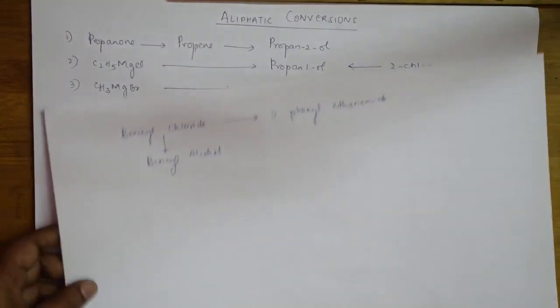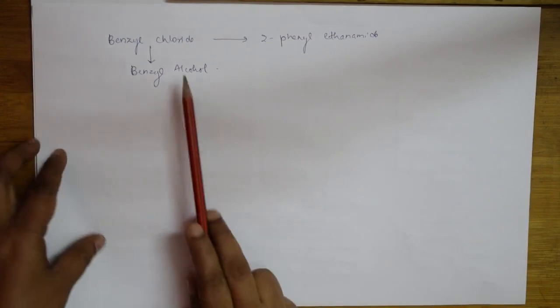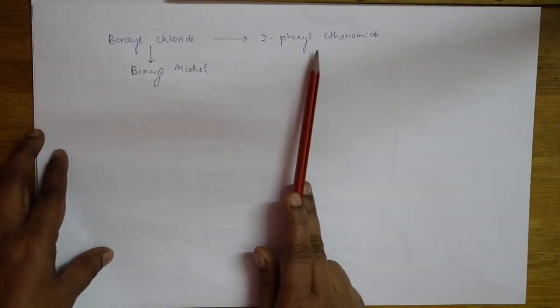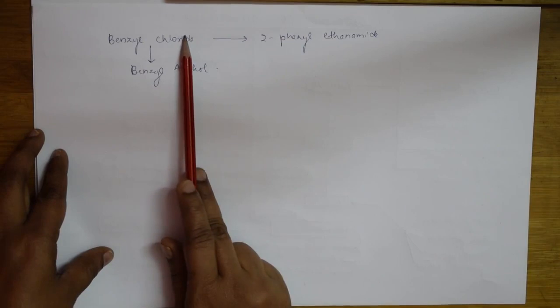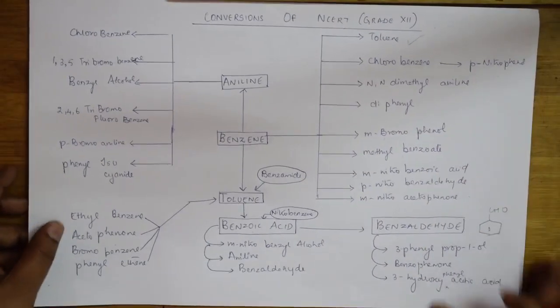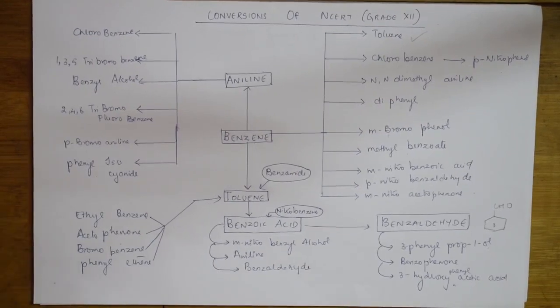And next you have aromatic conversions. One more conversion, that is benzyl chloride. Benzyl chloride to 2-phenyl ethanamide and benzyl chloride to benzyl alcohol. So these are the aromatic conversions which we have. Yes, so let's please note it and keep it.